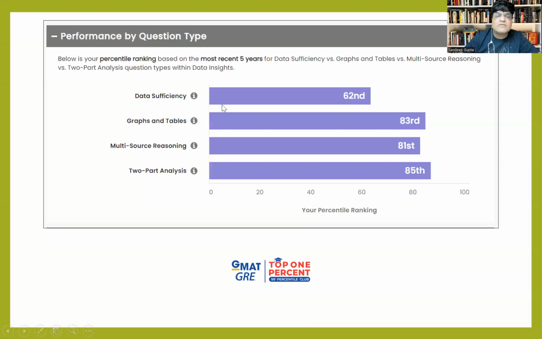So you have data sufficiency, which has been there on the GMAT, I think, for the last 40-45 years, because I wrote the GMAT in the year 1995 for the first time. I was 21 at that time. Then also it was there 27 years ago. And then even now. So data sufficiency, these elements were introduced 11 years ago.